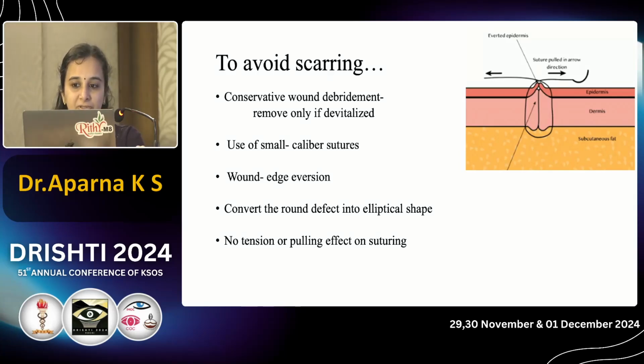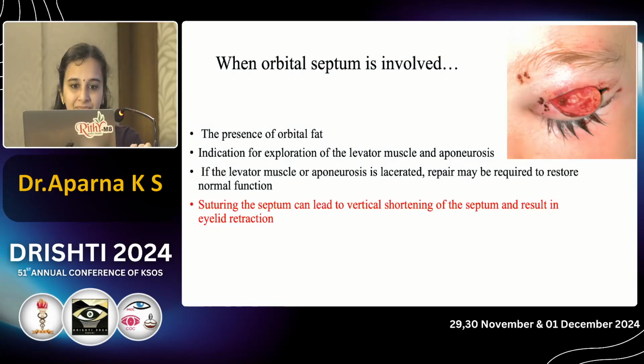in an inverted position. This we can make sure by taking the loop in such a way that the superficial part is narrower and the deeper part of the loop is wider. And if it is a round defect, convert it into an elliptical shape, and there should not be any tension or pulling effect on the suturing.